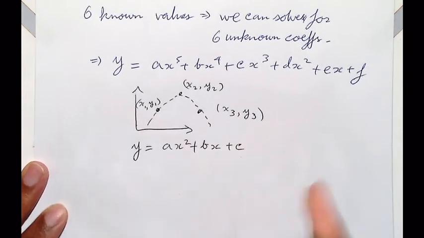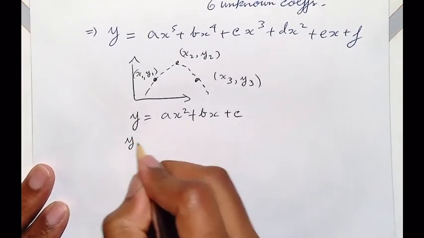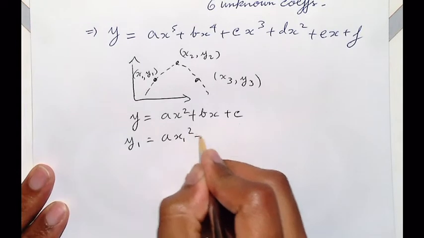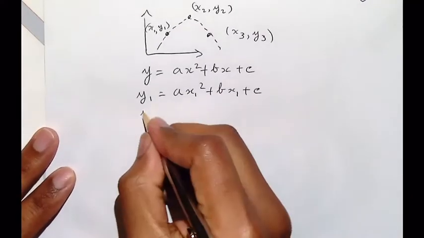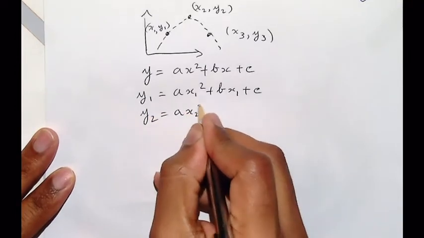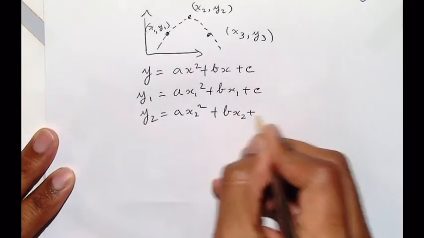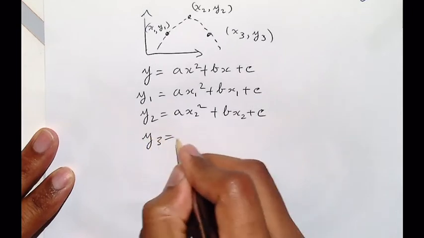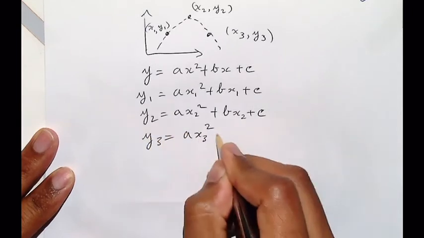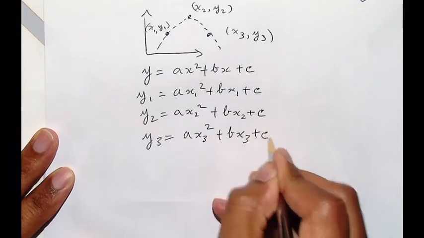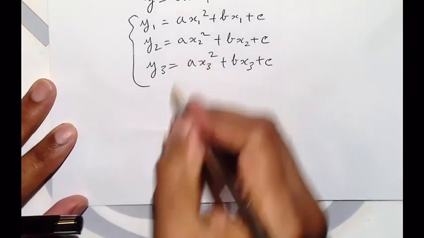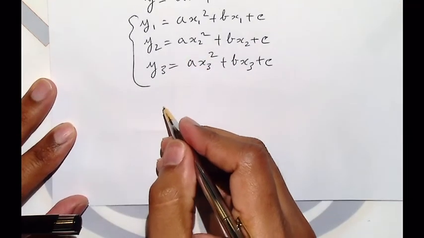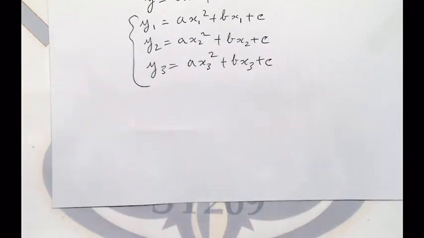Now to find out what a, b, c are, I would write y1 equal ax1 squared plus bx1 plus c. Okay. Similarly, y2 is a x2 squared plus b x2 plus c, all right, and y3 is a x3 squared plus b x3 plus c. Okay. So we have 3 equations and 3 unknowns. We can write this in matrix form. What would it look like in matrix form? Okay, I'll let you tell me. So what should I write?